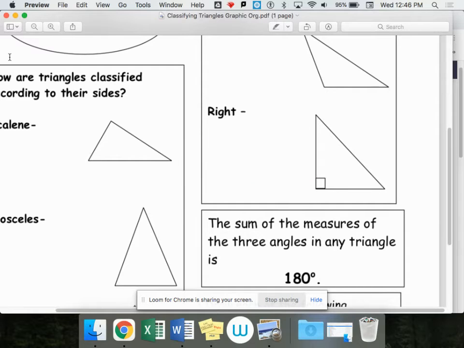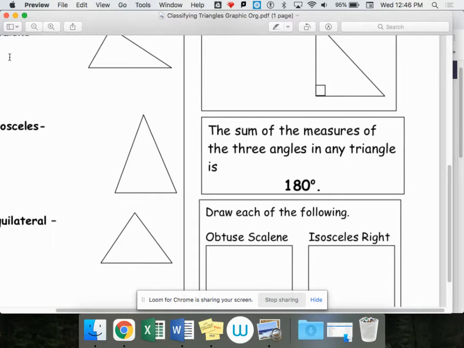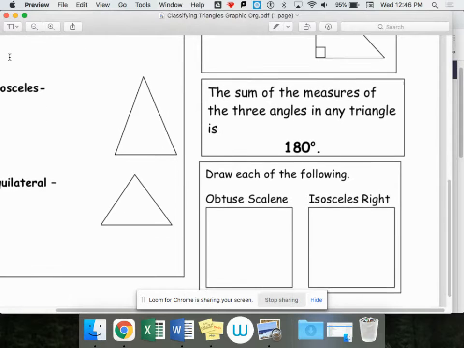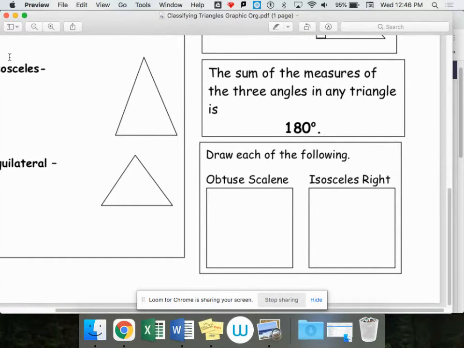So there are actually 4 ways to classify by angles. Now, equiangular triangles could also be classified as acute, because if you have 60 degrees, 60 degrees, and 60 degrees, those clearly are all 3 less than 90. So it's also acute, but a more precise way to classify it is to say that it's equiangular. This next statement on here, the sum of the measures in the 3 angles of any triangle is 180 degrees. We're going to talk more about that after we get back from Christmas break.